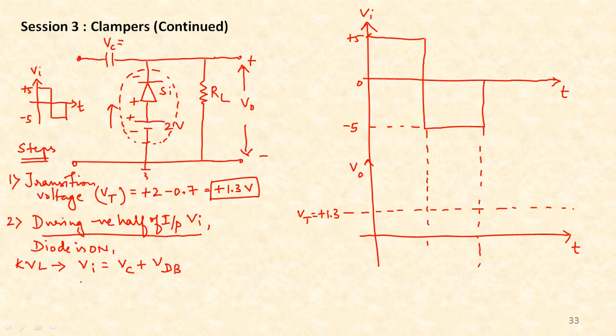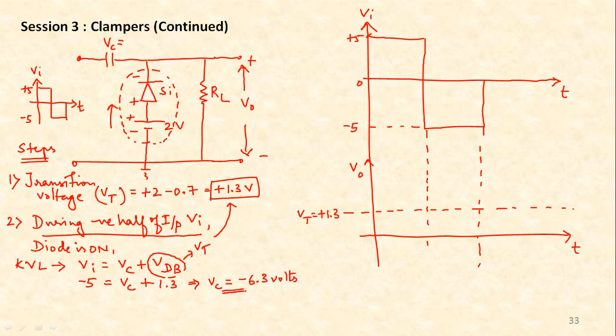Okay, fine. So during the negative half cycle, input's magnitude is minus 5 volts and Vc is to be found out. And what about VDB? VDB is nothing but the transition voltage itself. It is nothing but Vt itself, and Vt is plus 1.3. So what do we get? Vc is minus 6.3 volts. So during the negative half of input cycle, the voltage across the capacitor gets instantaneously charged to a voltage level of minus 6.3 volts. So let me write it here, minus 6.3 volts.